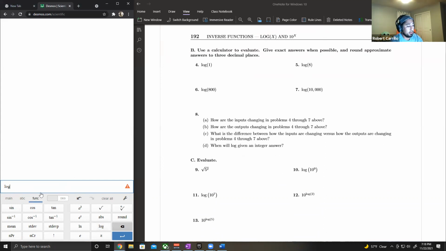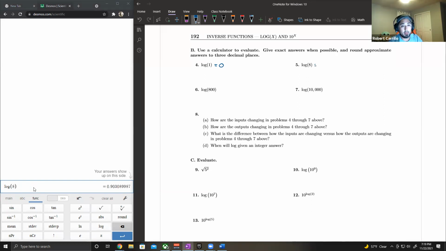So we're going to say log of 1 and we get 0. So there's 0. And then I'm just going to change the number inside. Log of 8, we get 0.903. And then log of 800, we get 2.903. And then log of 10,000, we get 4.